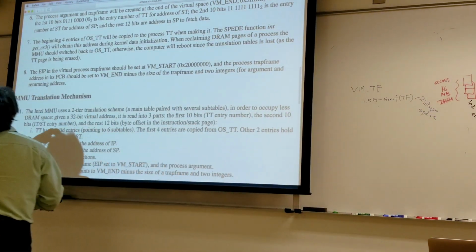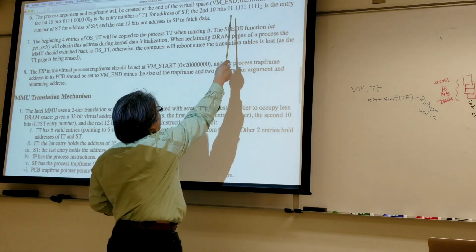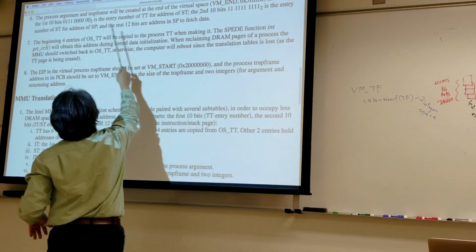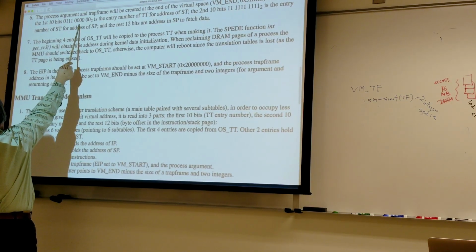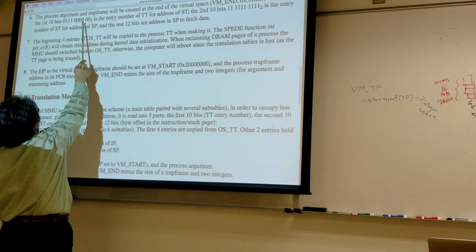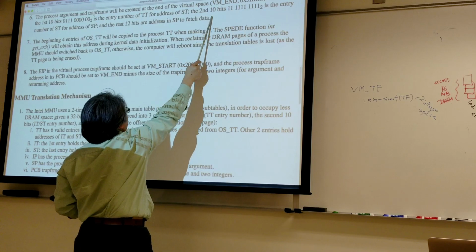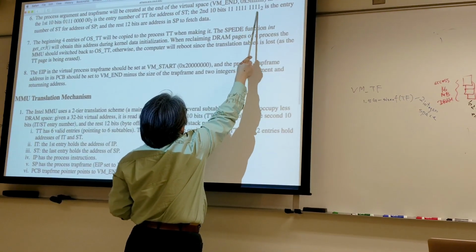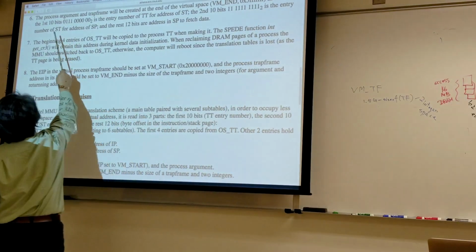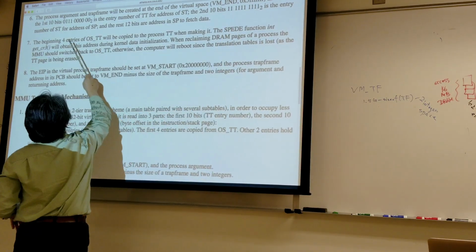Number 6, the processor argument and the traffic will be created at the end of the virtual space. So that's virtually towards the end, in which the first 10 bits are this, and that is 383. 383 is the entry number in the TT for the address of the ST, and the second 10 bits are this guy. It's all ones. Here we have 10 bits all ones, and that is the entry of the stack table. So that is 1023. 10 ones is 1023 in decimal.